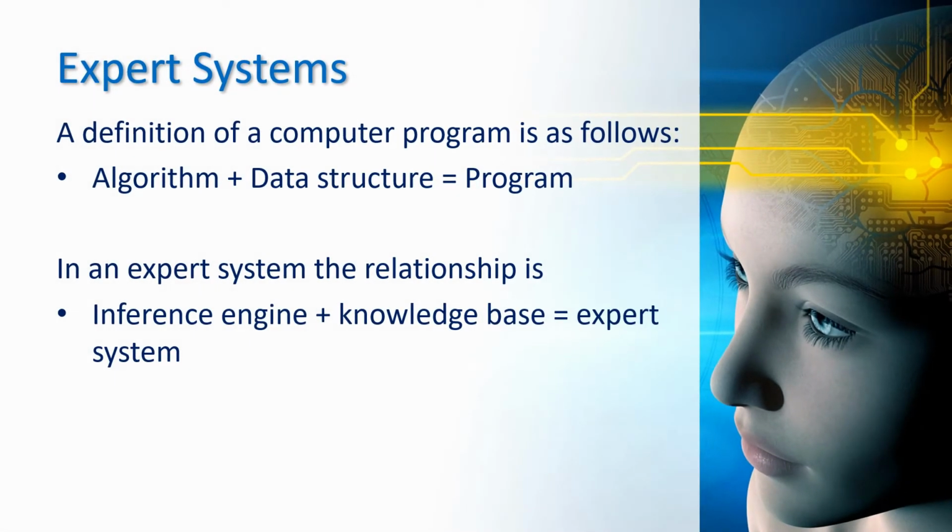A definition of a computer program is as follows: the algorithm plus the data structure equals a program. In an expert system, the relationship is somewhat different. In an expert system, you have the inference engine plus the knowledge base, which gives you an expert system.